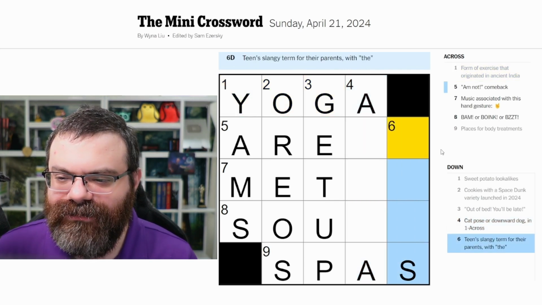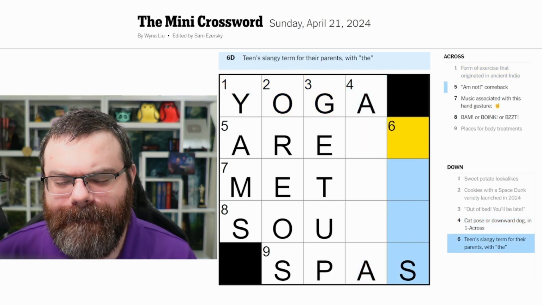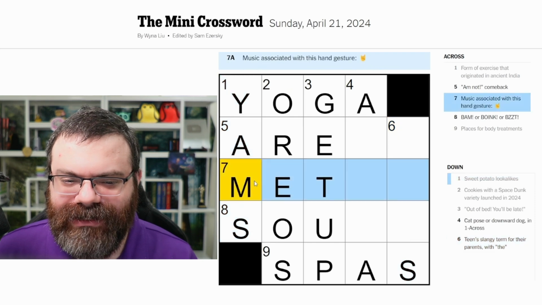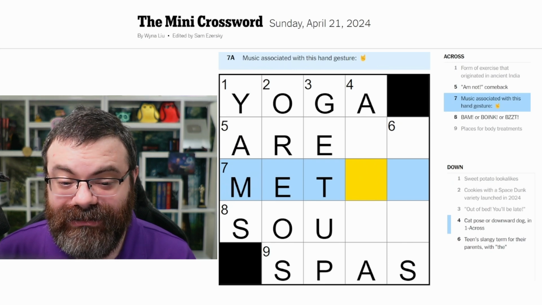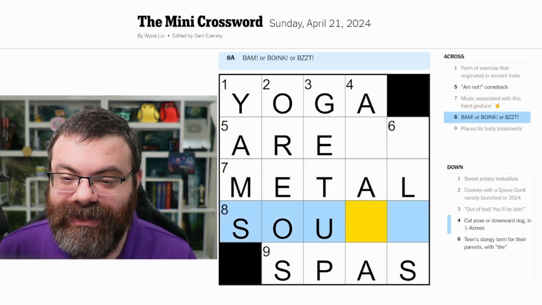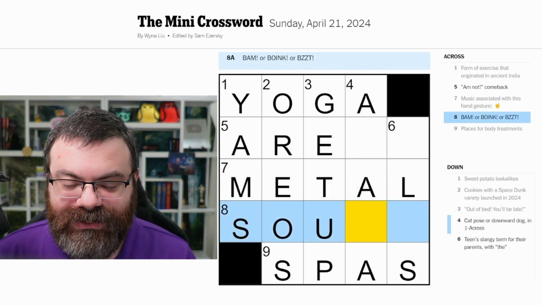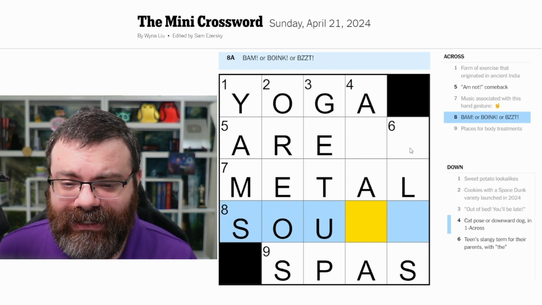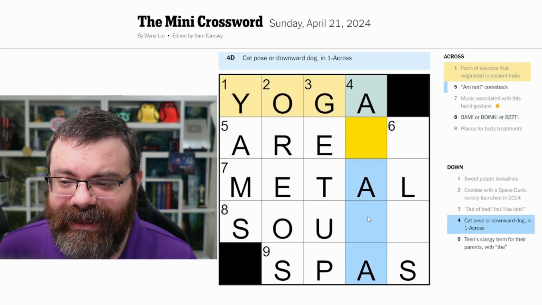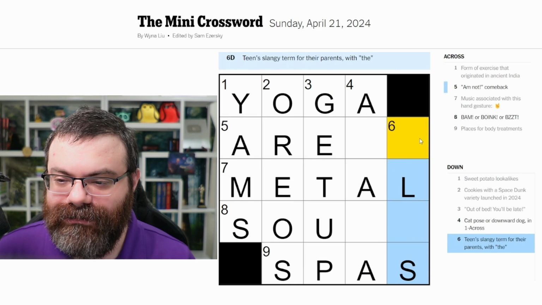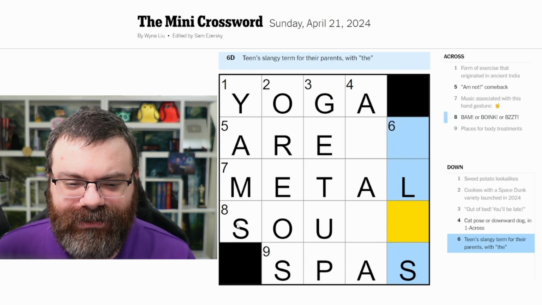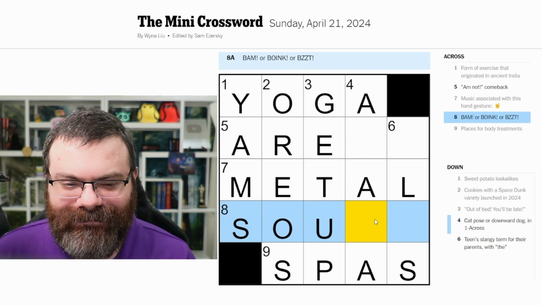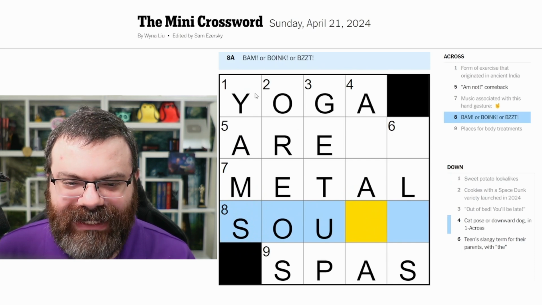Teens slangy term for their parents. I don't know. Okay, let's look at these again. Music associated with this hand gesture. MET. Metal. Oh, metal, not rock. Metal. Bam, boink, and buzzed. I don't know. Oh, what's this? AAA. Teen slangy term for their parents with the. Oh no. What is going on here? Do I have these right?